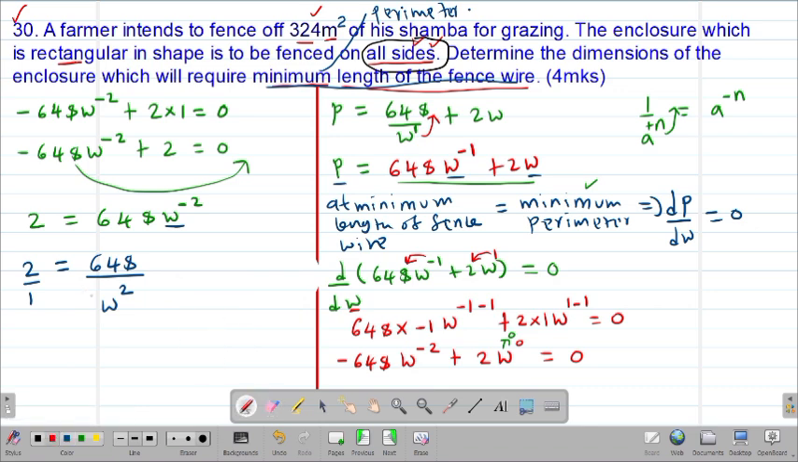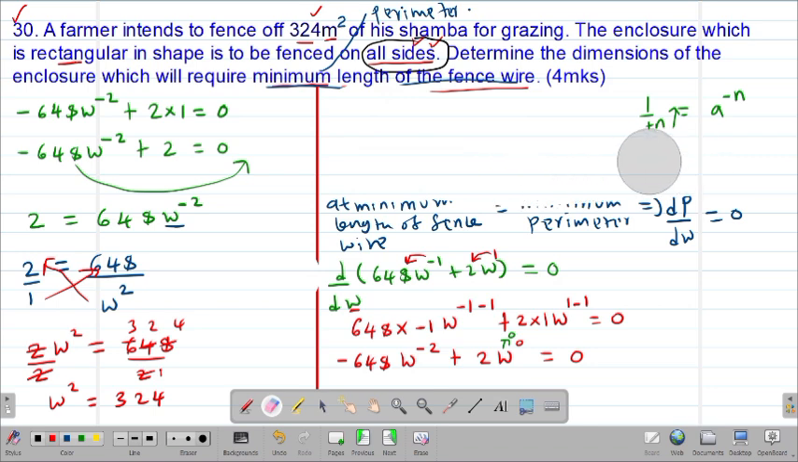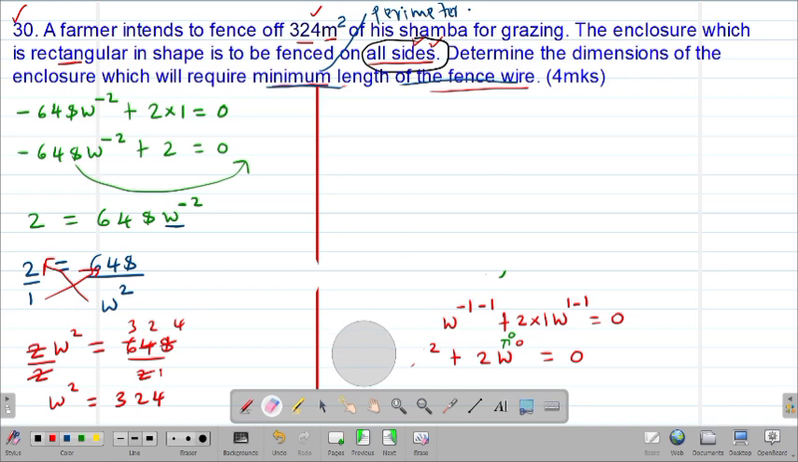So I can simply make this a fraction so that I do what we call cross multiplication. If I do cross multiplication, this will multiply with that, then 1 with that. 2 times w squared gives me 2w squared being equal to 1 times 648, I'll simply get 648. Then I divide through by 2, so the 2 will cancel out. So w squared will be equal to 648 divided by 2, which is 324.